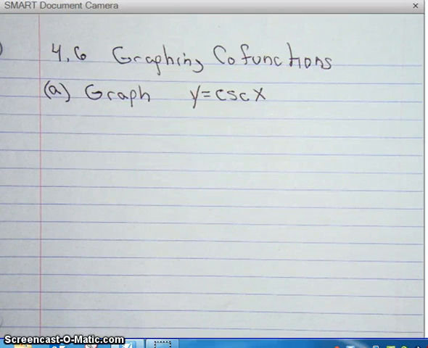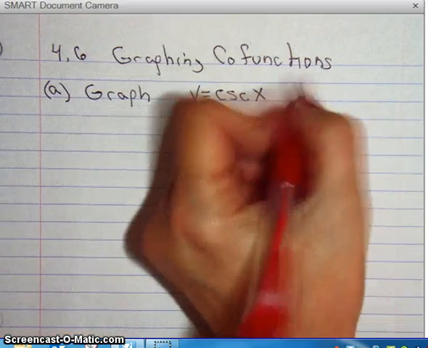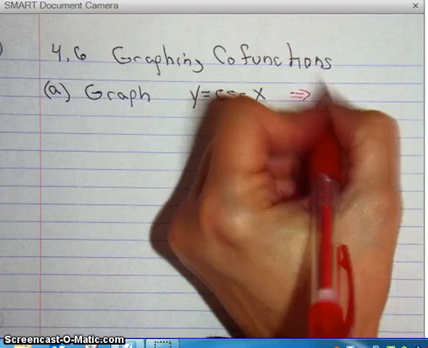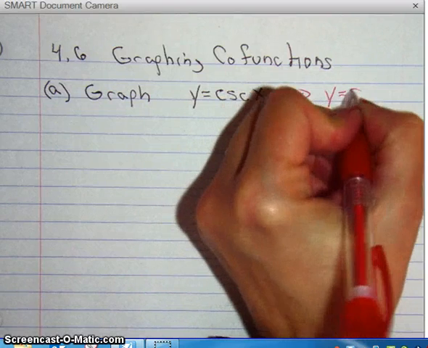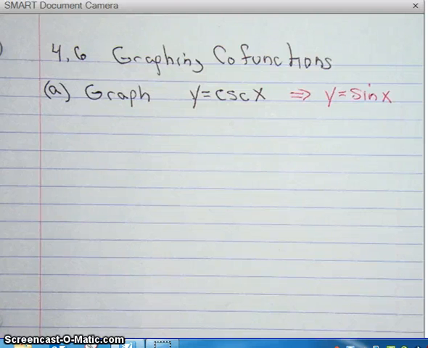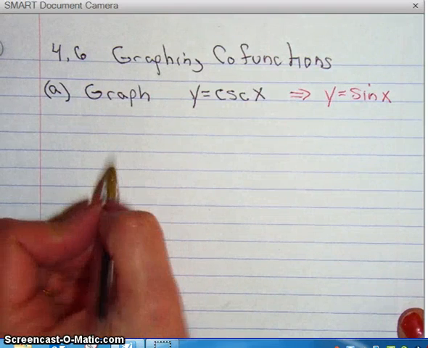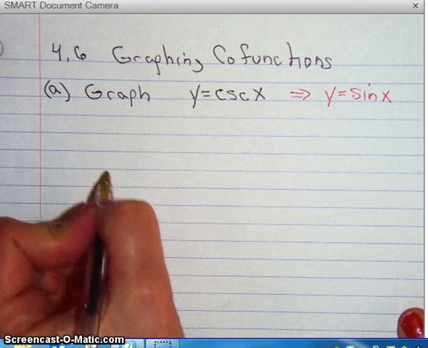Okay, so what we're going to do is we're actually going to just graph y equals sine x. And then we'll talk about what to do with that graph. Okay? So let's just graph y equals sine x. Let's graph 2 cycles of it.